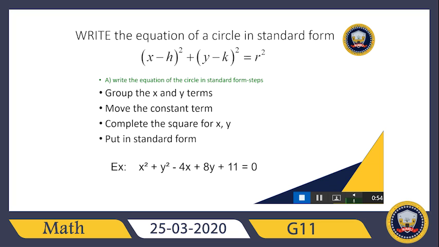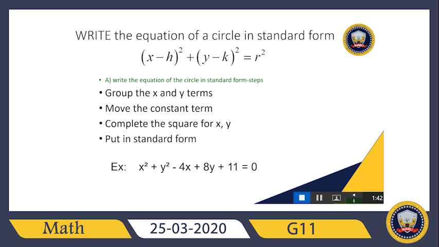But the question is, how could we write the standard form of a circle when we have the same equation written in a different form, not the standard form? It's not like x minus h squared plus y minus k squared equals r squared. What if we have this form, like x squared plus y squared minus 4x plus 8y plus 11 equals 0? How would we find the radius and the center of this circle by just having this equation? So we have some steps to take this equation and find the radius and the center, so we can draw the circles.